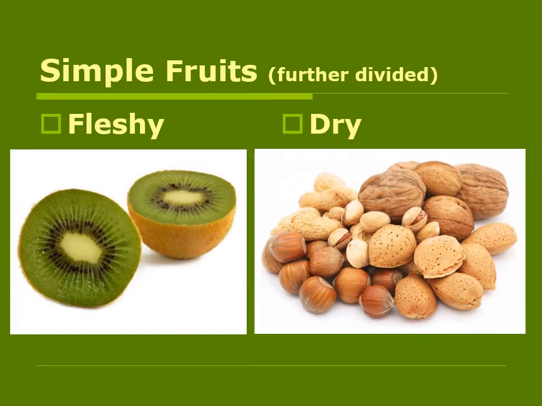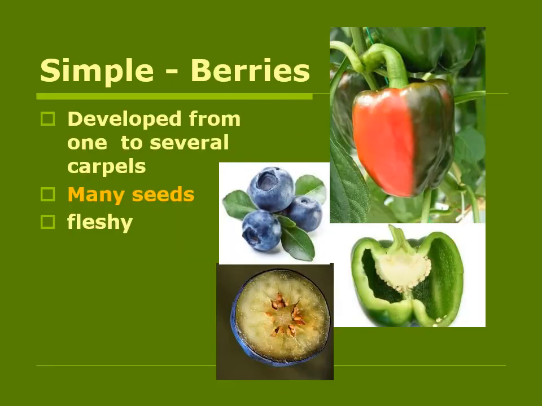So moving on to simple fruits, we can divide them further into both fleshy fruits and dry fruits. Okay, so if we look at fleshy fruits, berries is a really good one to start with. We'll go through all of them. Berries develop from several carpels, but the key defining characteristic of a berry is that it has many seeds. So it's fleshy and it has many seeds. So blueberries, I don't know if you've ever actually opened a blueberry. The seeds are so soft when you bite them, you don't realize you're eating. But there's like hundreds of seeds inside the center, and they're really soft.